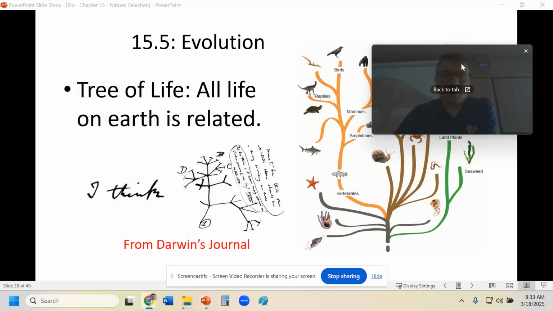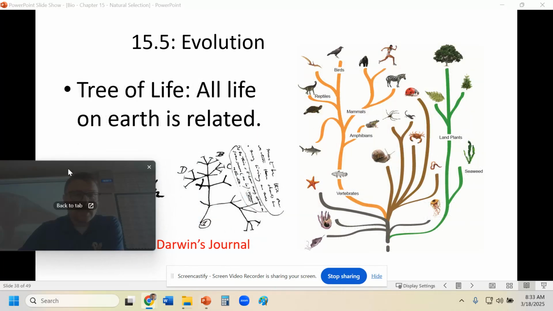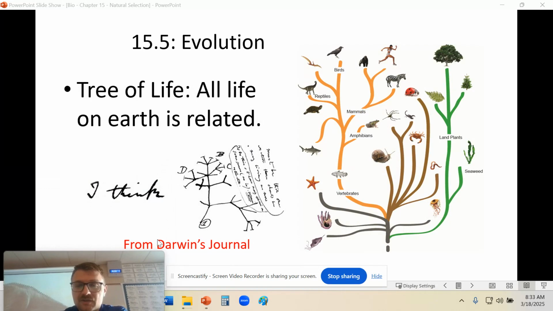This brings us to our tree of life. This is basically looking at how all life on Earth is related. This is what Darwin actually wrote in his journal. He wrote, I think, and he showed this tree of life. He showed that every organism is related to each other. You just have to go back far enough, based on how closely those organisms are related. So again, we are very closely related to other primates and mammals, but we are still related to trees.